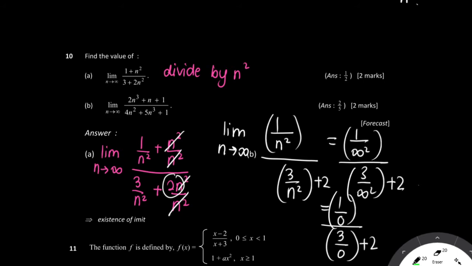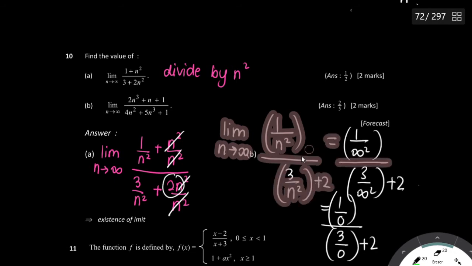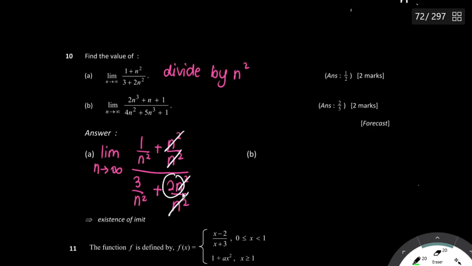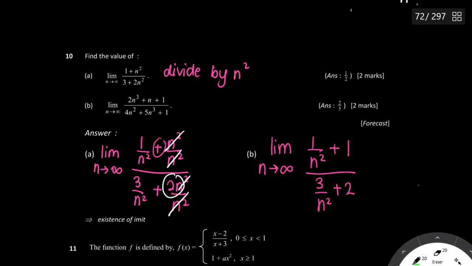So what's going to happen here? 1 over infinity is 0. Wait, am I doing this correctly? I think I also left out something here. Hold on. Let me recheck. I think something went wrong here. Okay, yes. So when I write back, limit n approaching infinity, 1 over n square plus n square over n square, which really becomes 1. I forgot to write the 1, because you cannot just cut here, because there is a plus in the middle. Because of this plus, I need to write the 1, over 3 over n square plus 2.